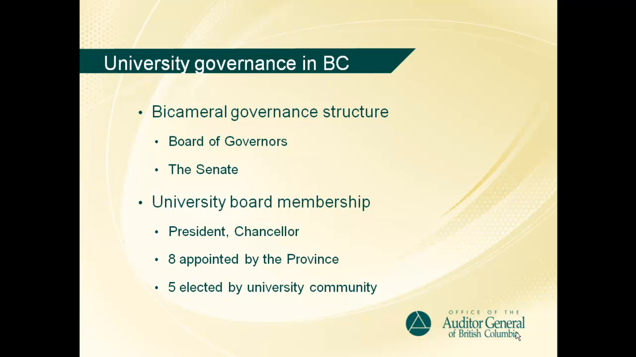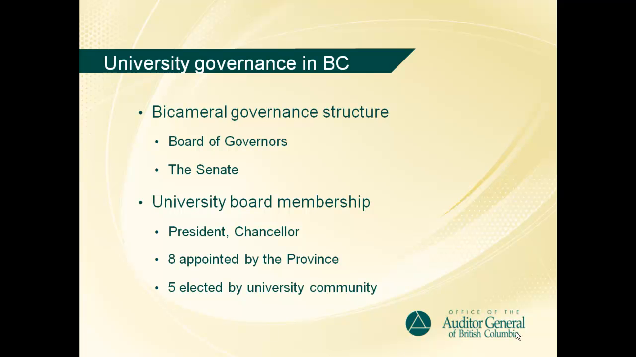The Board of Governors' responsibilities include the power to make rules for the conduct of its business and the management, administration, and control of the property, revenue, business, and affairs of the university. Under this bicameral structure, these bodies have responsibilities to each other, and the Senate operates in an autonomous manner from government due to its academic responsibilities.